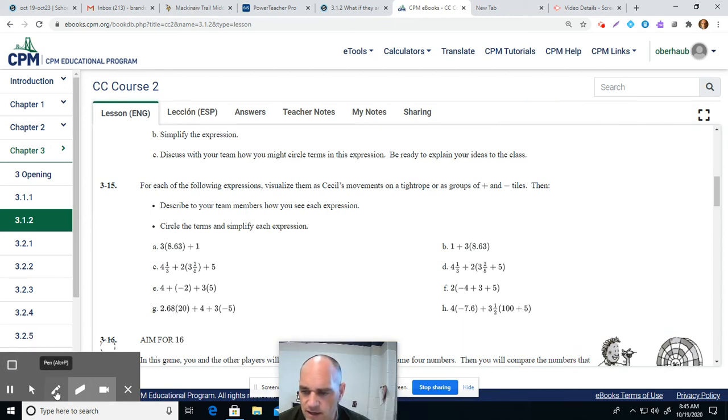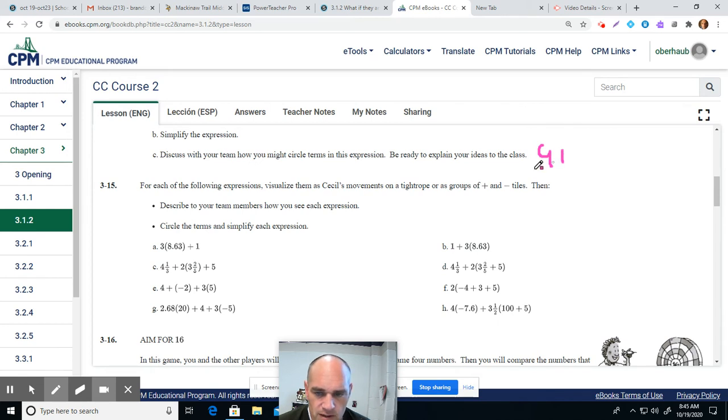For this one, so let's see. I have 4 plus, actually, I have enough room. I can just do this here. So I'm going to circle my terms. I have a 4, I have a -2, and I have this term. So I'm going to simplify this, which gives me 15. And then I have my other 2 terms.